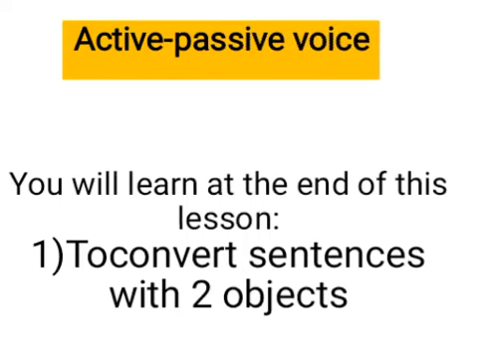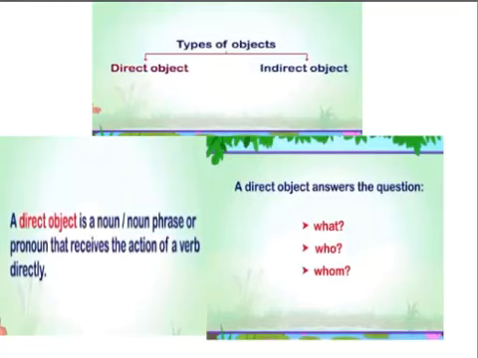In this lesson, we will see how to convert sentences with two objects to passive voice. We have already seen what is an object. An object is a receiver of an action. There are two types of objects, direct object and indirect object.